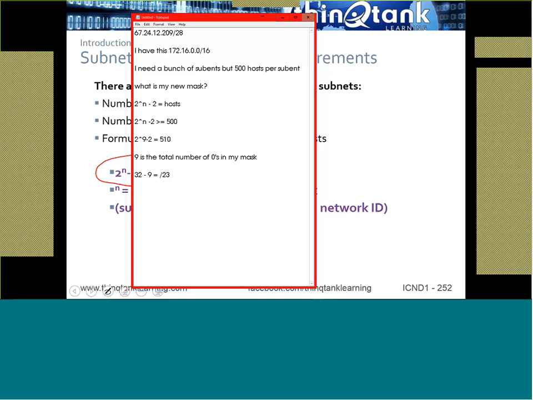Now I can also calculate how many subnets that gives me, right? Because how many bits did I borrow? 7. So 2 to the power of 7 is the number of subnets I created. And I know that each subnet supports 510 hosts. Make sense?